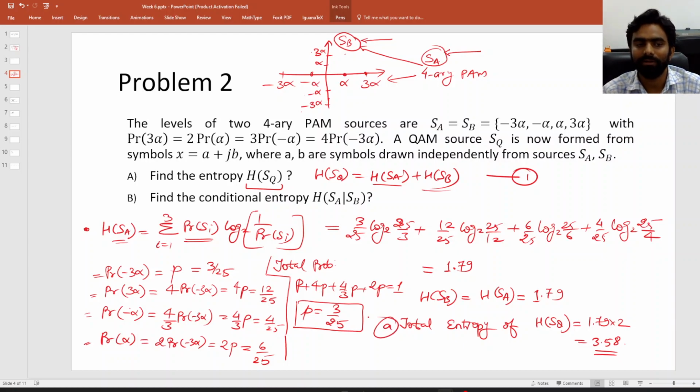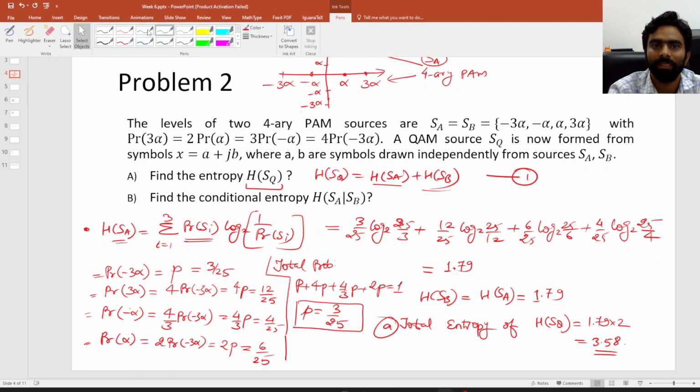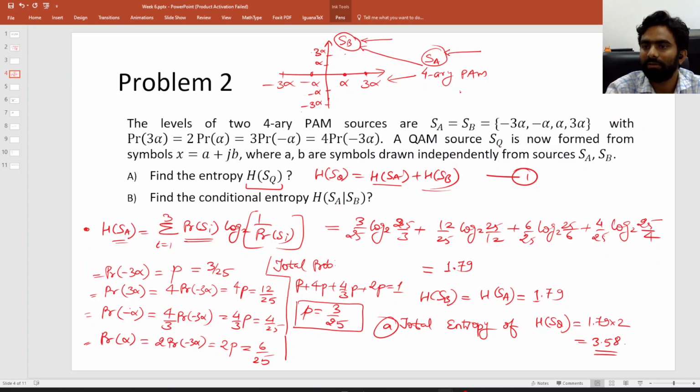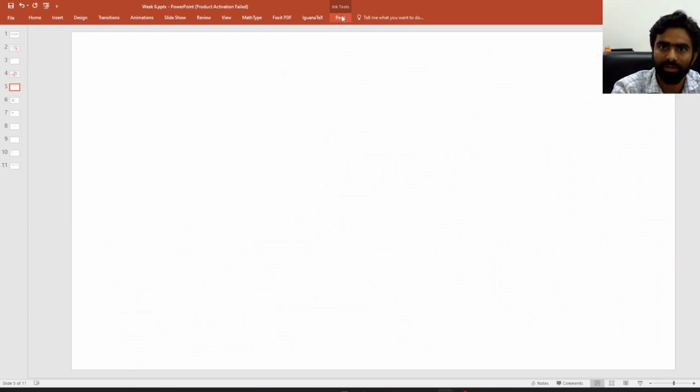Now we'll see part B: find the conditional entropy for SA and SB. And one more thing, these two PAM signals are independent. This property is used to calculate the conditional entropy, because it is not very simple to calculate directly; using the property we also need to find a few things.